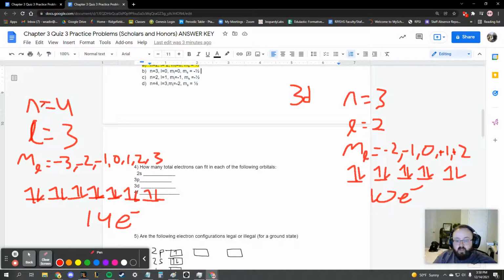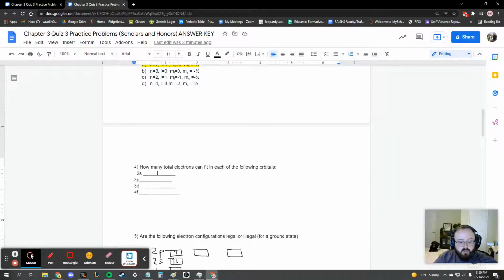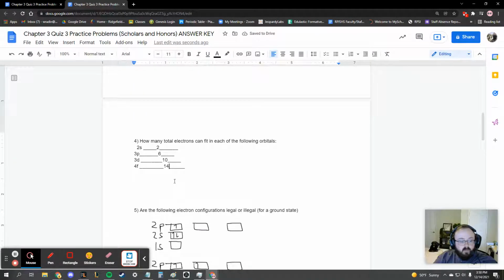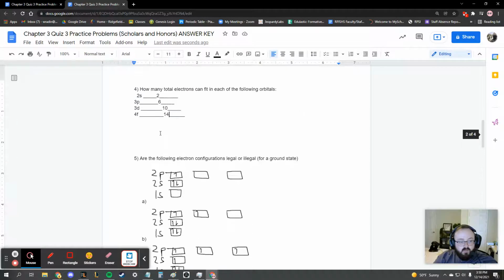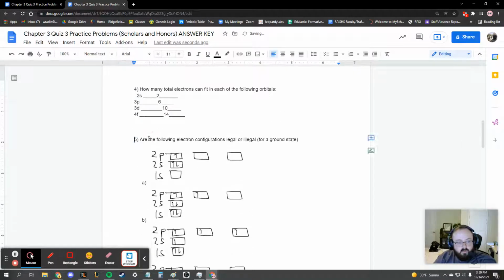And this holds true. The n does not matter. 3d and 4d will both hold 10 electrons. 4f and 5f will both hold 14. All that matters to calculate how many electrons are in the orbital is the subshell type, which is determined by the L number. Alright? So let's type this in. We can have 2 electrons in an s subshell. We can have 6 in a p, 10 in a d orbital, and 14 in an f. Alright, so now we have a whole bunch of different examples. I'm going to pull this up so this is all on one page.